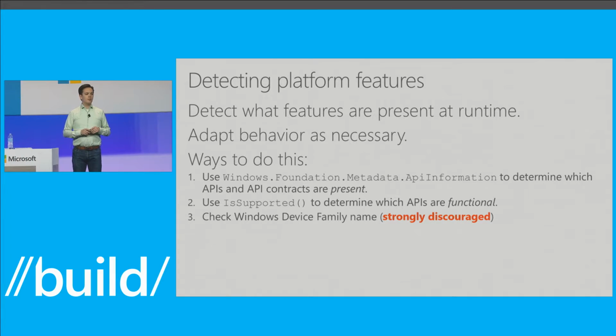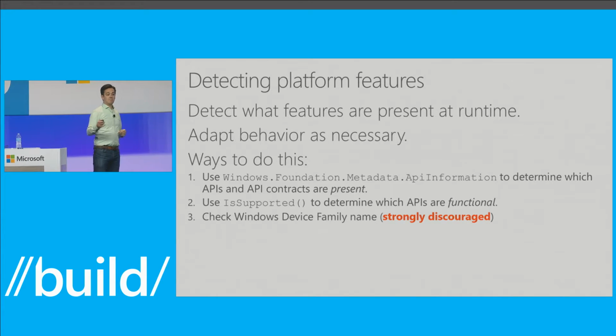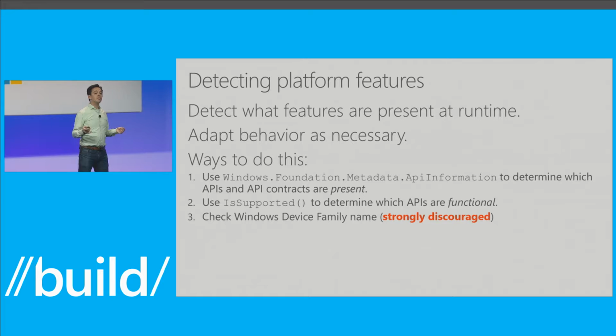There are APIs present in the universal platform that aren't fully functional on every universal device. I mentioned share and print. These are both present on HoloLens, but not functional. So what does that mean? This means the APIs aren't going to do anything bad. You don't have to remove the code when running on HoloLens. It's not going to crash or throw weird exceptions or anything like that, but it's not going to successfully print or share.